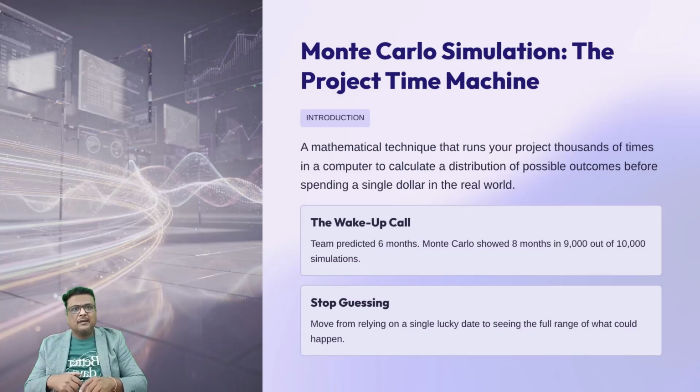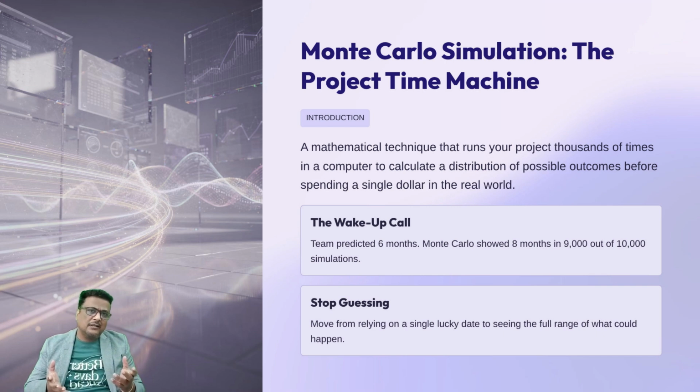Hello everyone. Today we are looking at the fortune teller of project management, the Monte Carlo simulation. Formally, this is a mathematical technique that uses computer-driven simulations to account for risk in quantitative analysis by running a project model thousands of times to calculate a distribution of possible outcomes. In plain English, this is the project time machine.